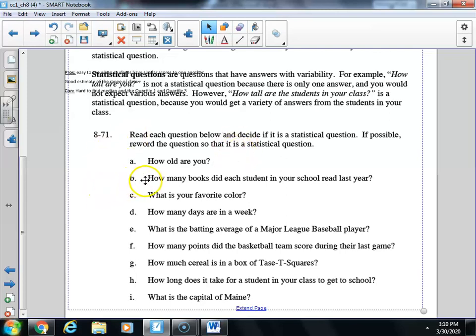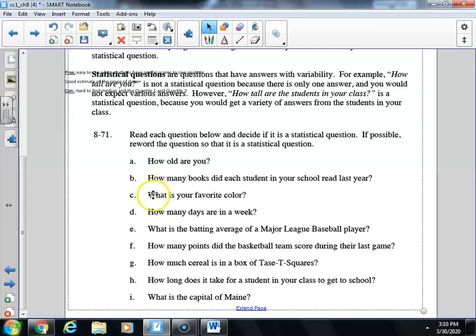Question B, how many books did each student in your school read last year? This is a statistical question because we would expect some students are going to read 0 books last year, and some are going to read many, many books. So we're going to get a variety of different answers there. So that is a statistical question.